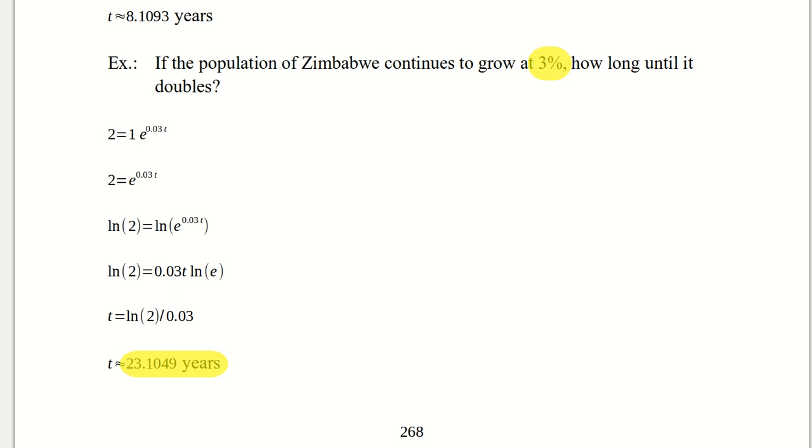So it doubles again in another 23 years. That means 4 times as big. Doubles again in another 23 years. That means 8 times as big. There's really no way to sustain 3% growth. That's pretty extraordinary.